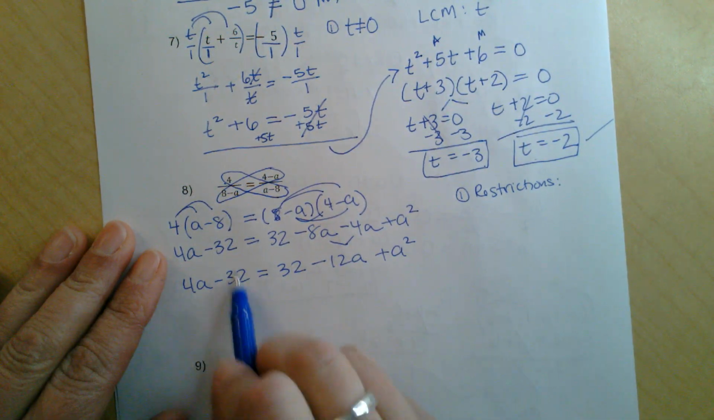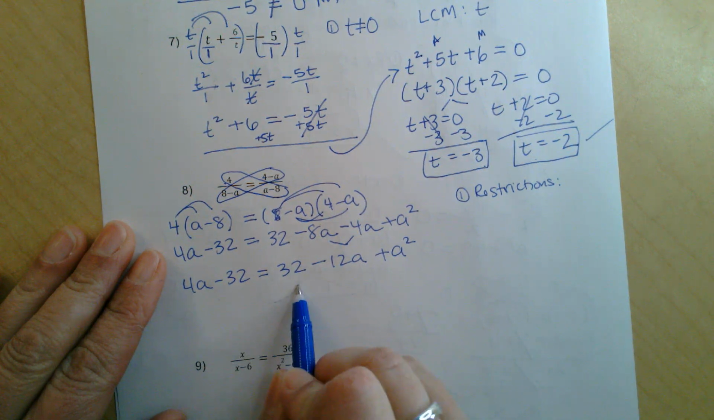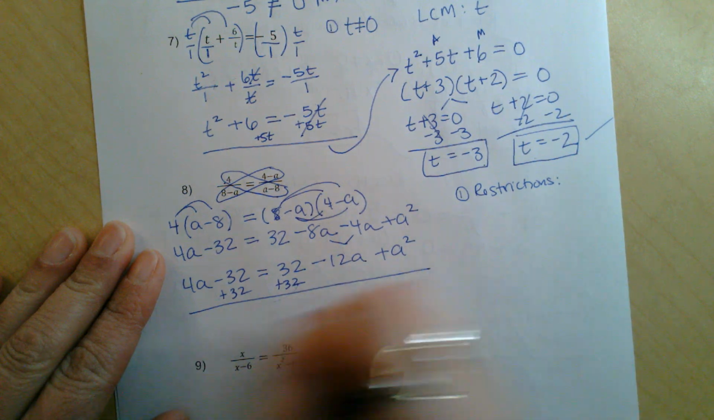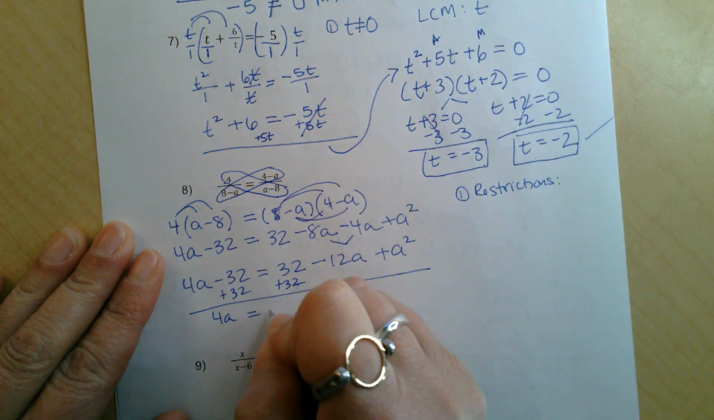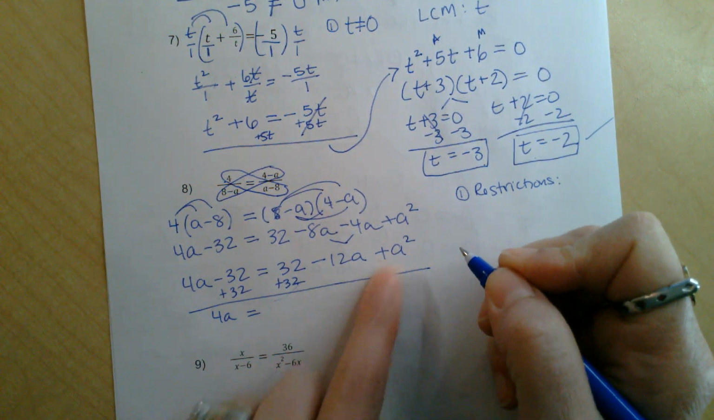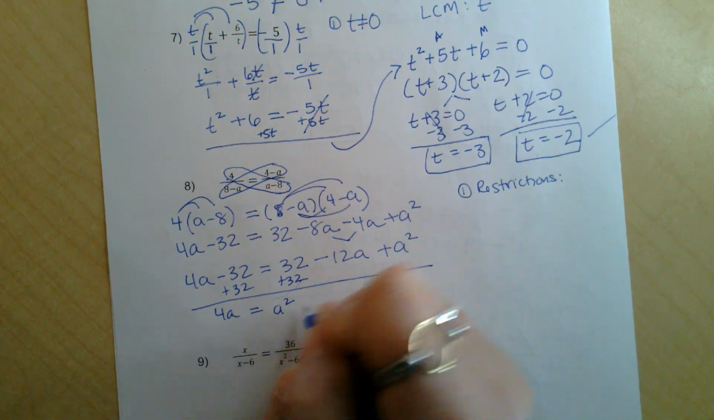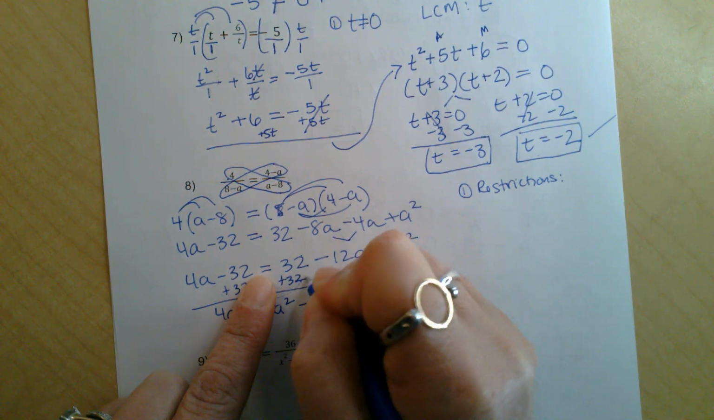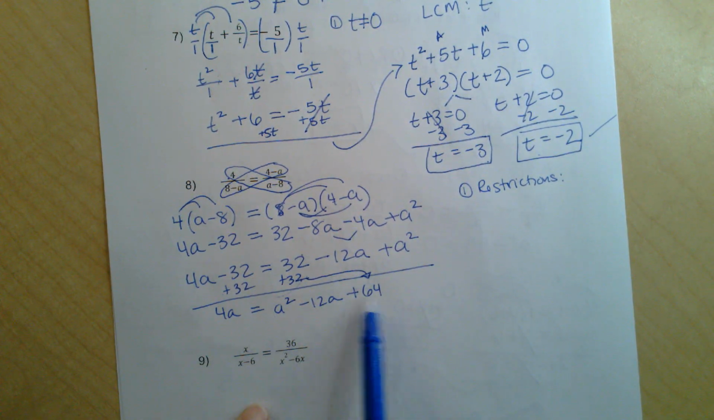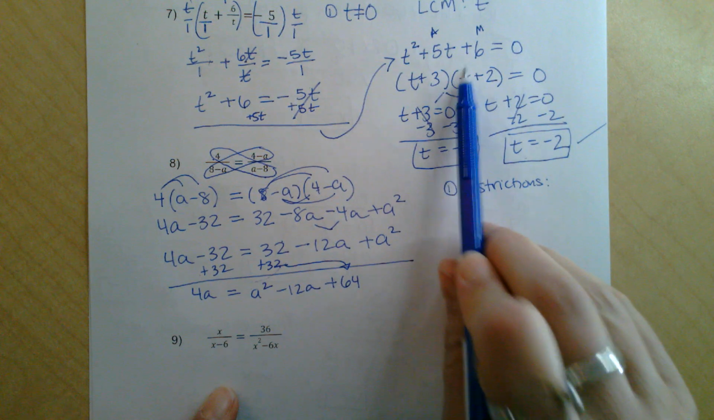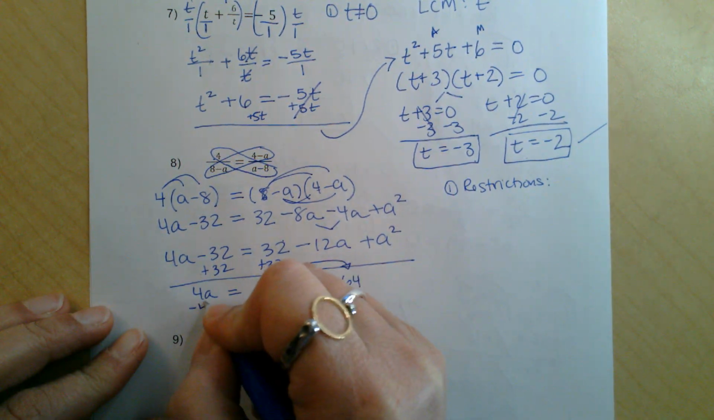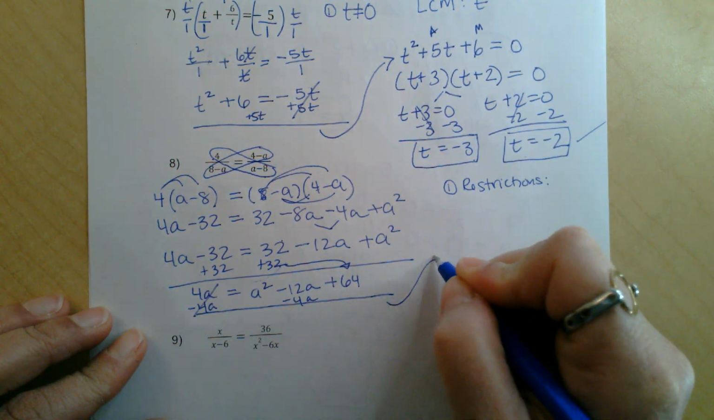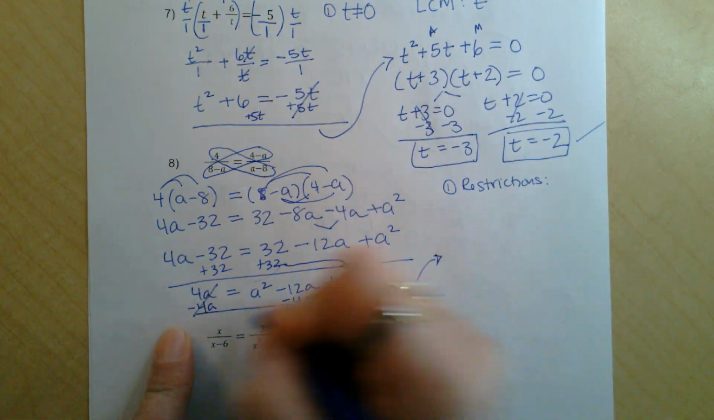Because there's less terms on this side, I'm just going to bring everything over. So I'm going to add 32. So 4a equals, I'm going to rewrite this where a squared's in front, and then minus 12a, and then plus 32, and 32 is 64. So I just wrote that down there. I want it so it's decreasing so that it looks like this because I have a feeling we're going to need to factor this one. And let's subtract 4a. That crosses out. I'm going to rewrite it over here. So here, this is 0.